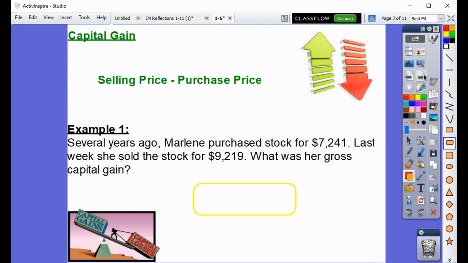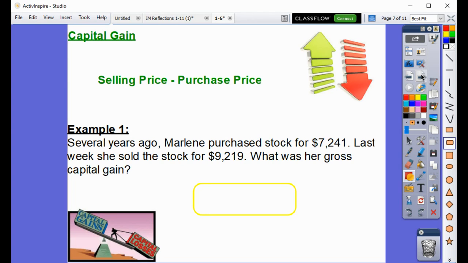So selling price minus purchase price is our capital gain. And it could also be a loss. Notice the arrows going up or down. So in this first example, Marlene purchased stock for $7,241. Last week, she sold the stock for $9,219. So what was her gross capital gain?